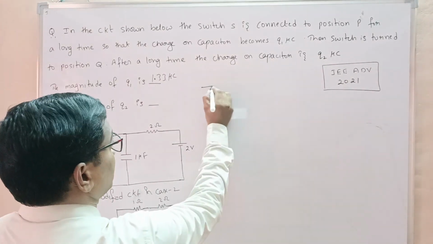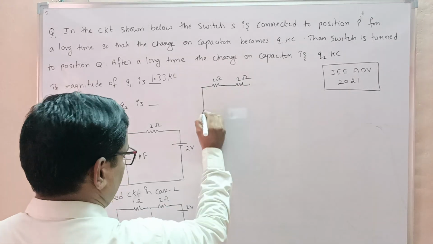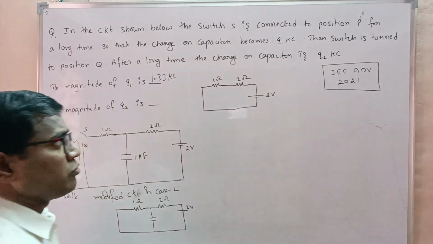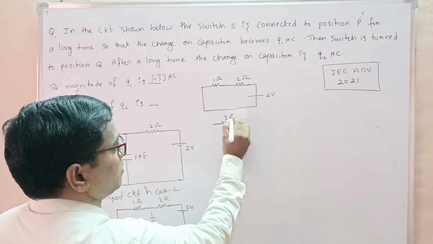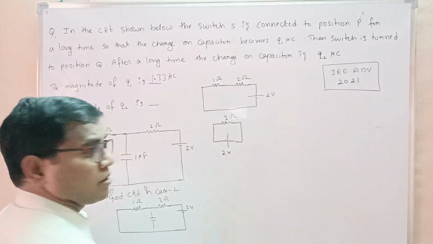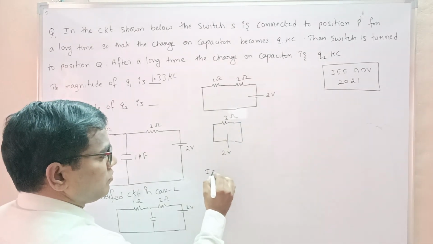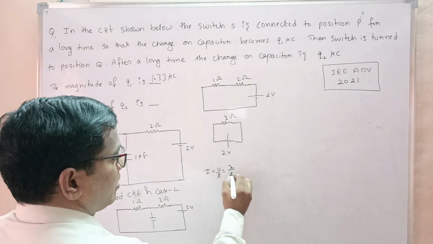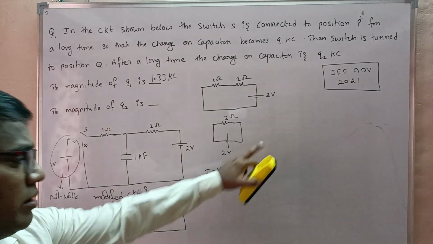If it is open mode, we can write as see here, this one is 1 ohm and this one is 2 ohm, and here this is 2 volt. So now these two are in series, and it will be 3 ohm and potential will be 2 volt. Then we can calculate current across the circuit. I is equal to V by R, which can be written as 2 by 3 ampere. Now we will draw the same circuit here.